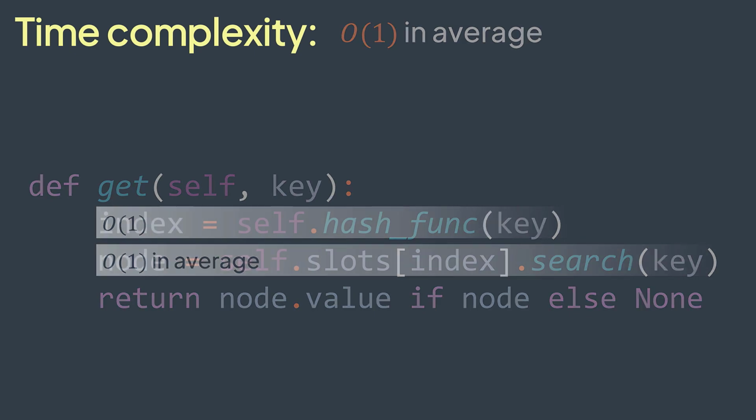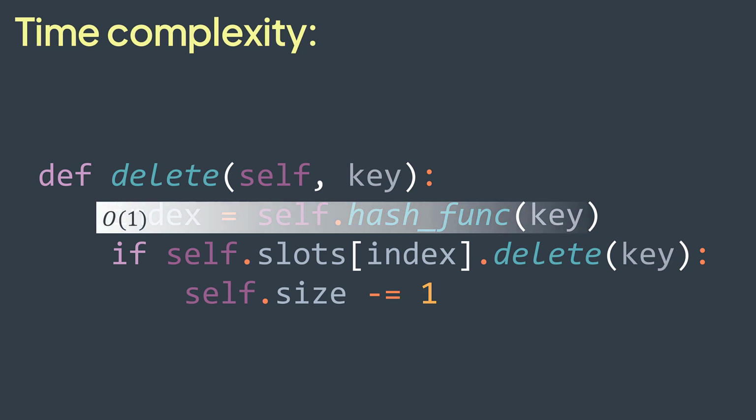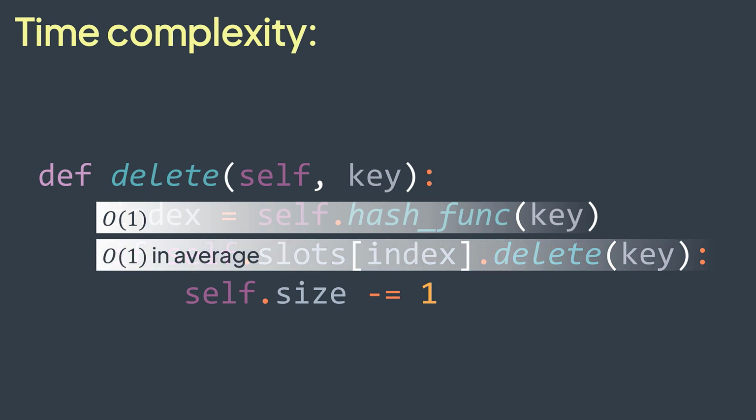Last operation, deleting. Hashing is O of 1 and deleting a node from a linked list requires a linear search, which is O of 1 on average in our case. Same logic as for previous operations. In total, we get O of 1 on average for deleting the pair with a given key.